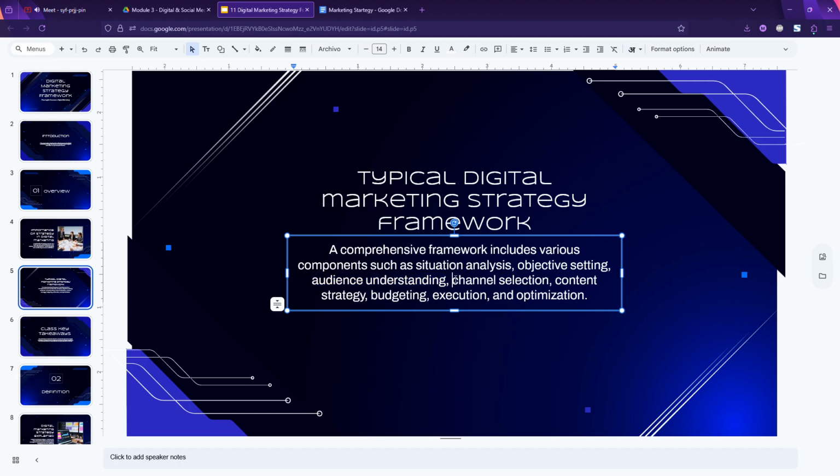Then there is channel selection. If it's teenagers, then as channels we will target TikTok, maybe Instagram. If it's for photographers and designers, creative people and all, then we might target Dribbble, we might target Pinterest, where there's also Instagram.